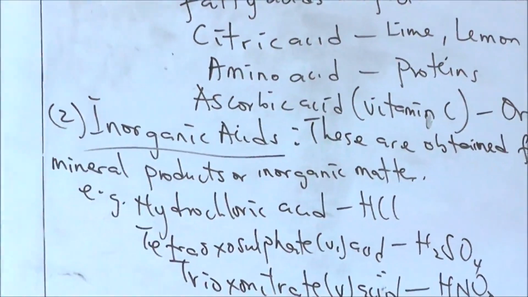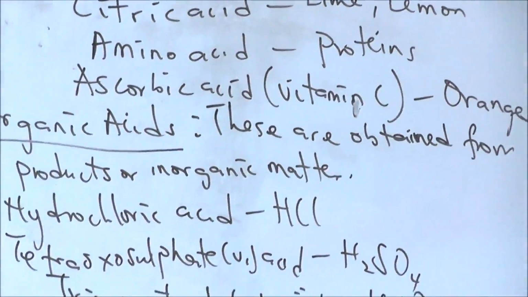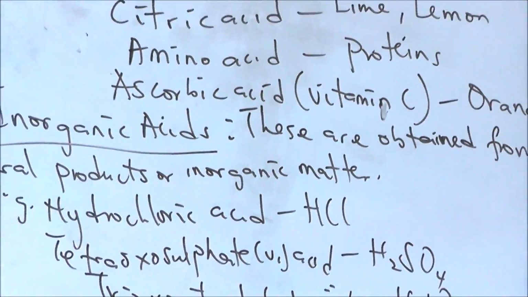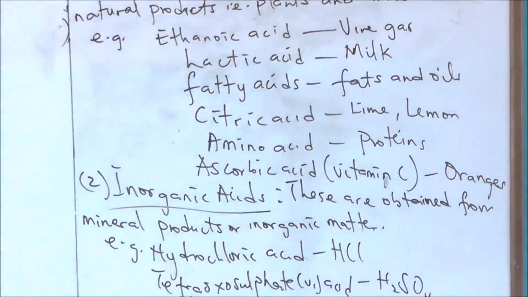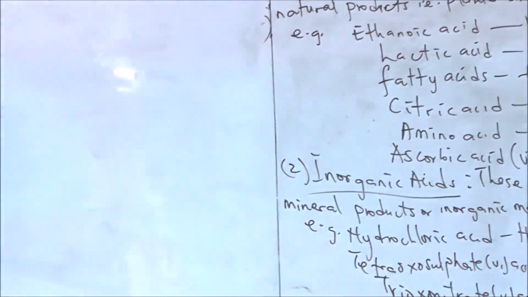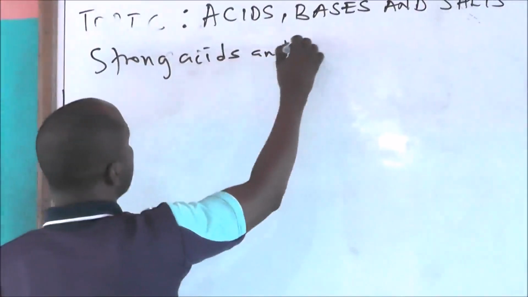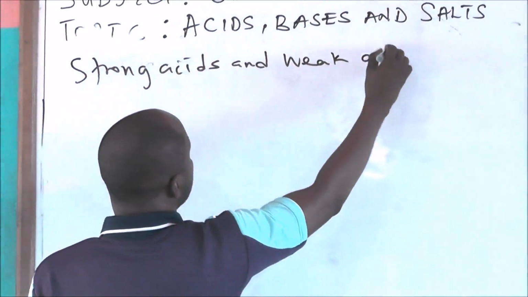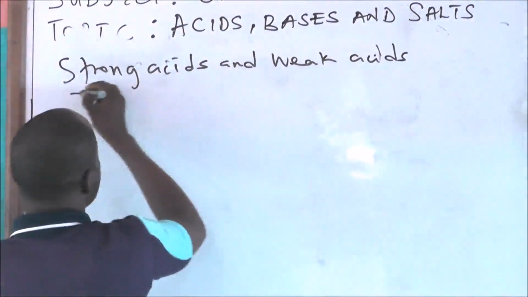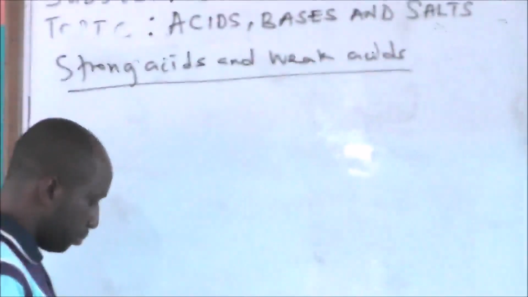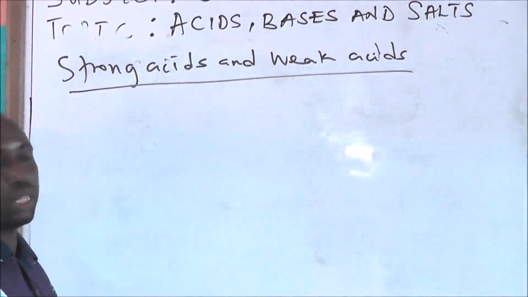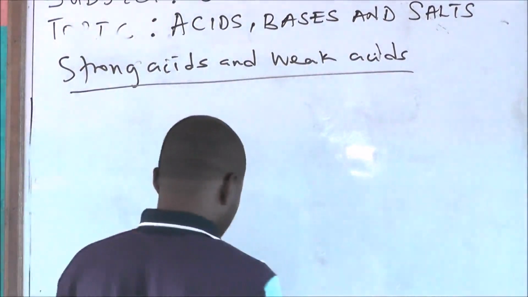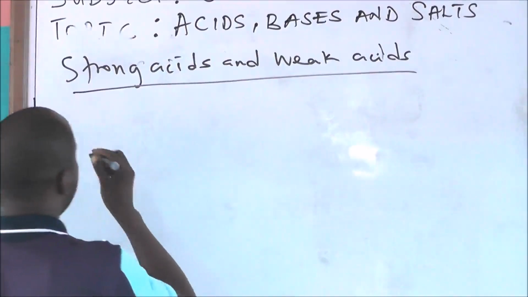Now let's look at strong acids and weak acids. When you hear the word strong acid, what do you understand by that? And when you hear the word weak acid, now what are strong acids? Strong acids are those that ionize completely in water to produce the hydrogen ion and the anions.